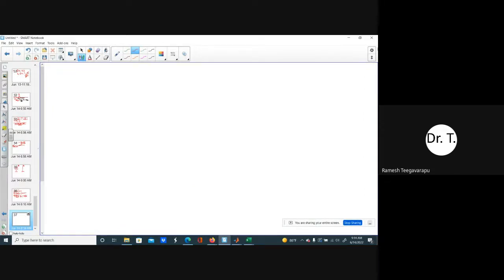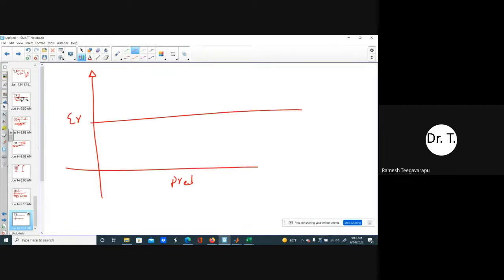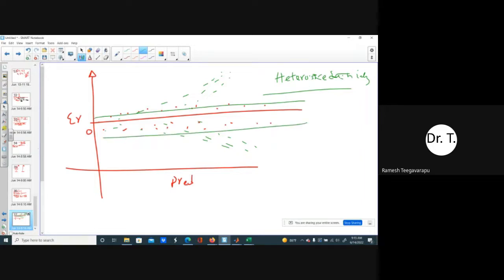So the definition of heteroscedasticity is predicted value versus error. This is your 0 line. Typically, if there is no variance in your errors, it should look like this. But if you see a problem like this, or something like that, it indicates that there is some problem with your model, and that is called heteroscedasticity. Having constant variance is called homoscedasticity. Okay, any questions on that?